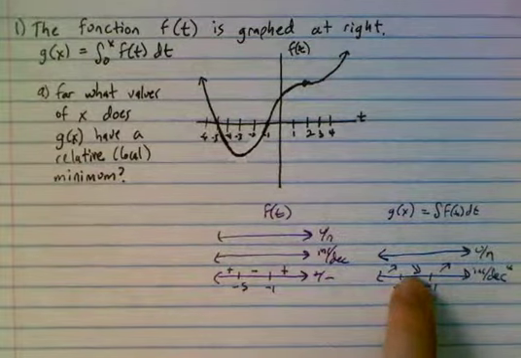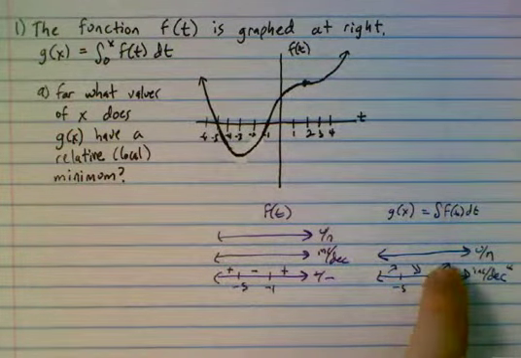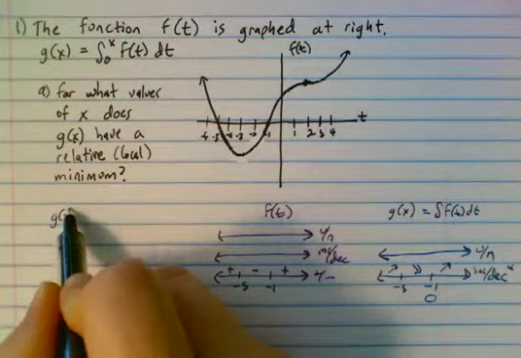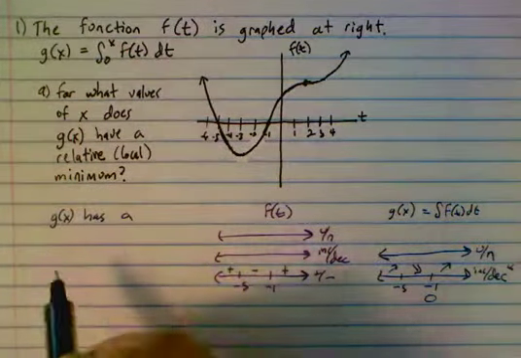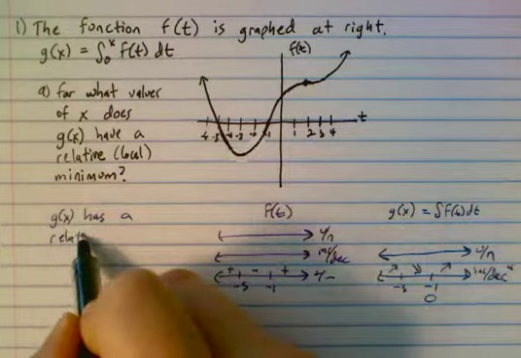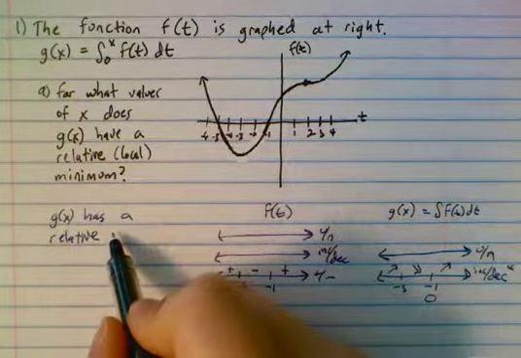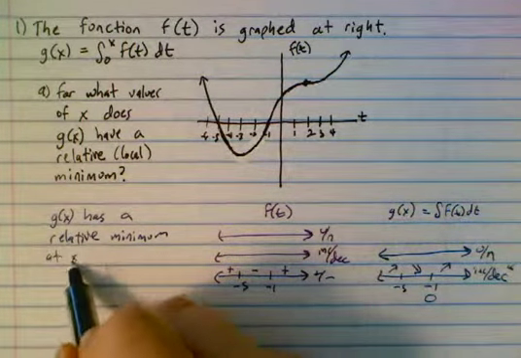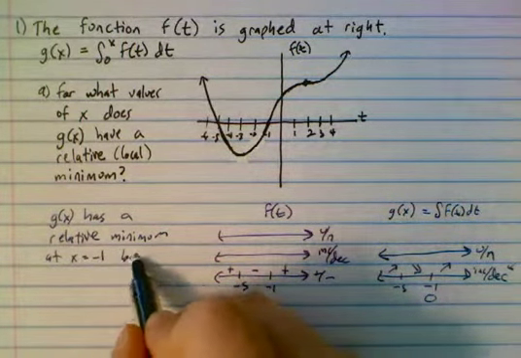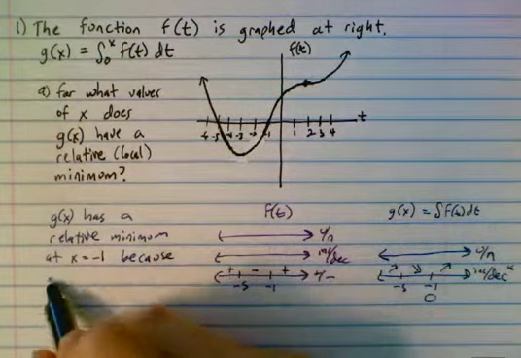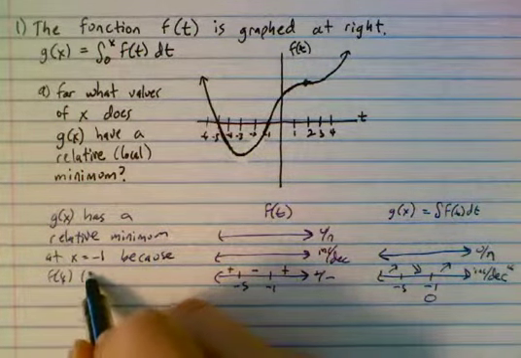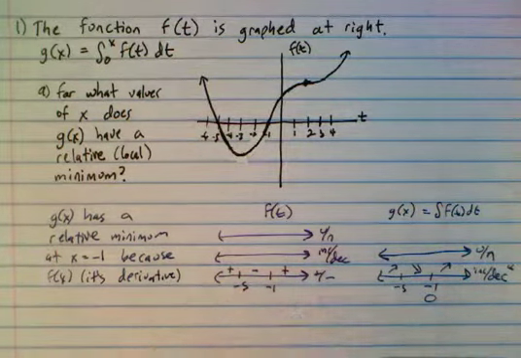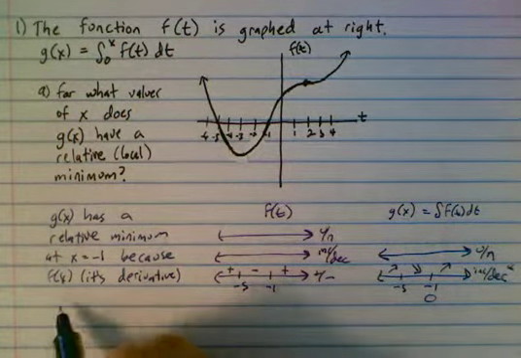We are asked about the relative or local minimum. So that's right here, when g of x changes from decreasing to increasing. So we would say that g of x has a relative or local, same thing, minimum at x equals -1 because f of x, which is its derivative, changes from negative to positive.